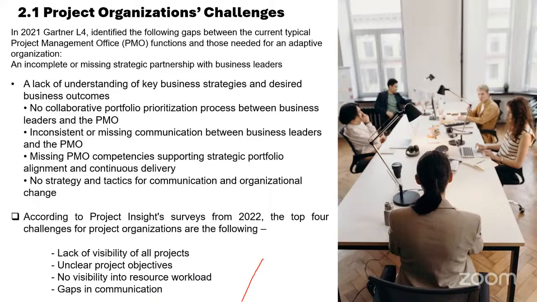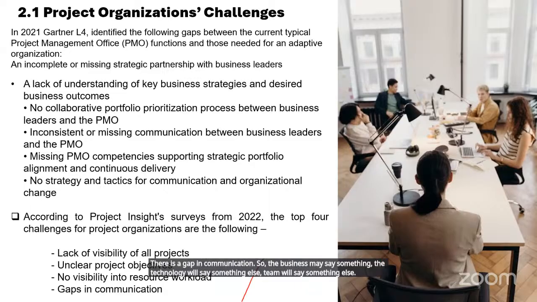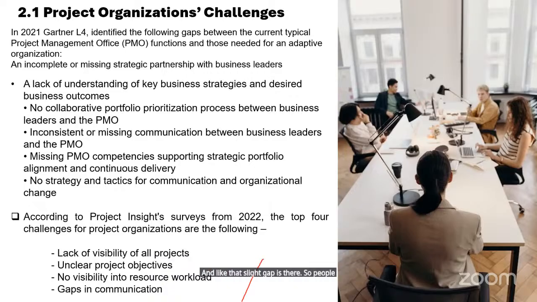And finally, the very important point where most projects fail: there is a gap in communication. The business may say something, the technology will say something else, the team will say something else, and like that a slight gap is there. So people don't understand exactly what is required. So we need to be very clear in communication, what exactly we are doing and whether the customer has understood what we are going to give him. That is why we engage in regular dialogue with the customer and we see that we can meet the customer requirements as effectively as possible. So it's important that we keep that in mind.